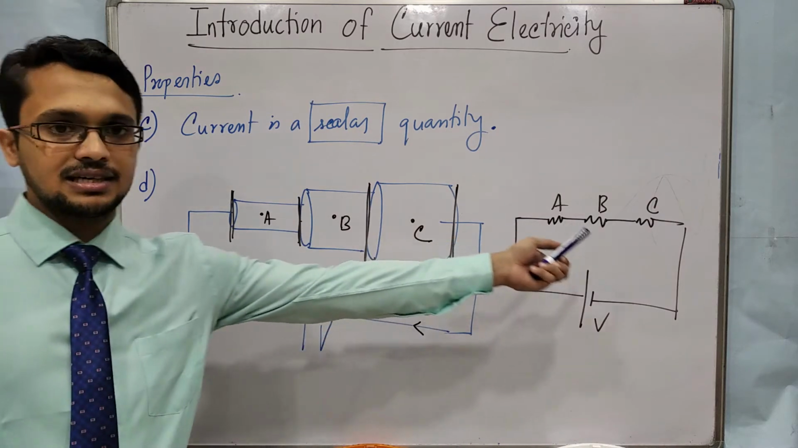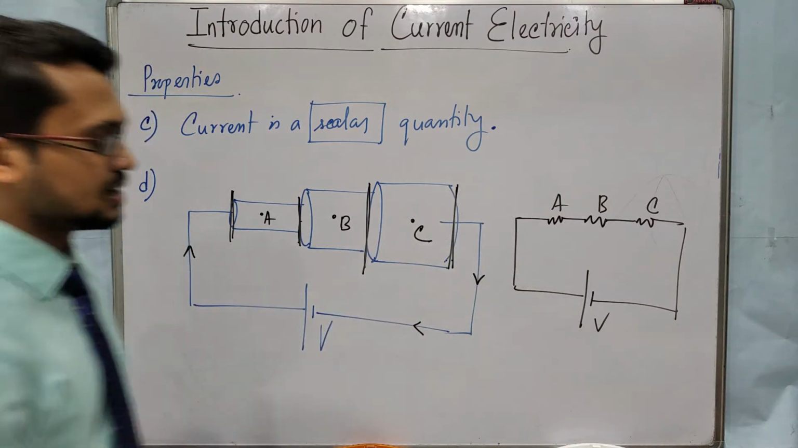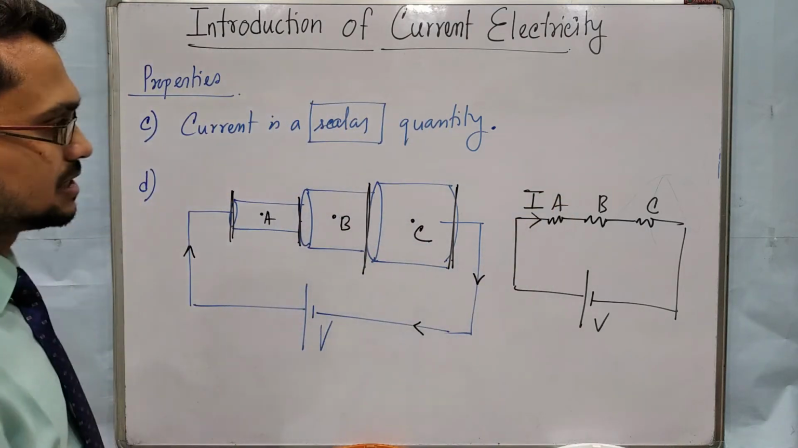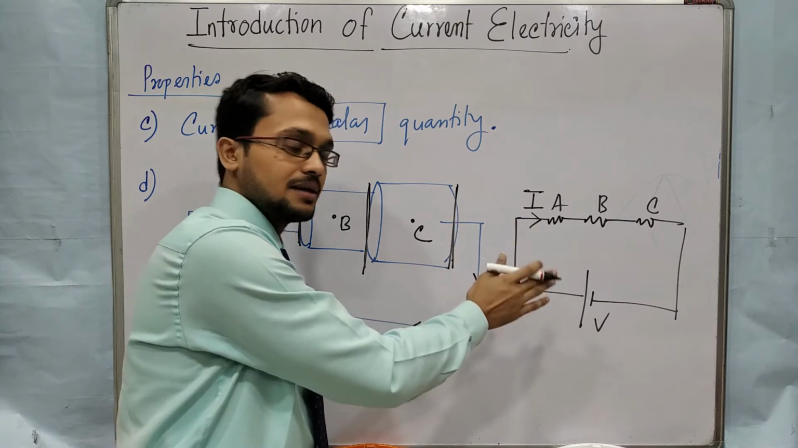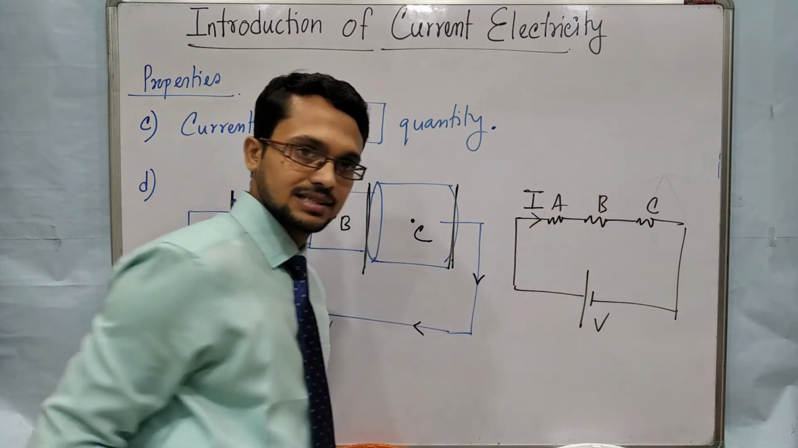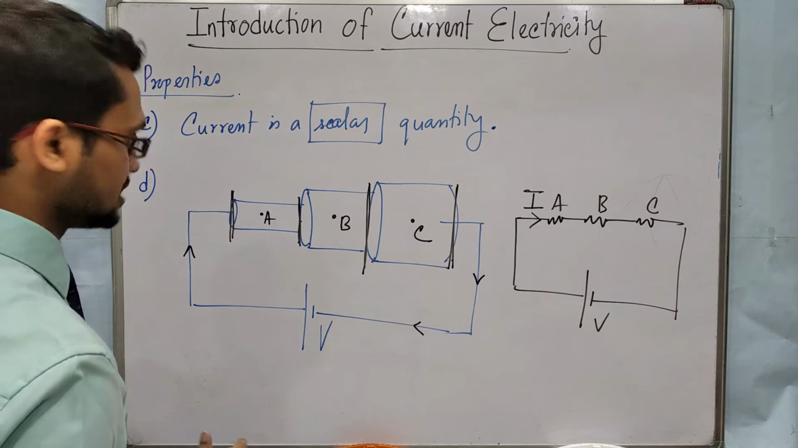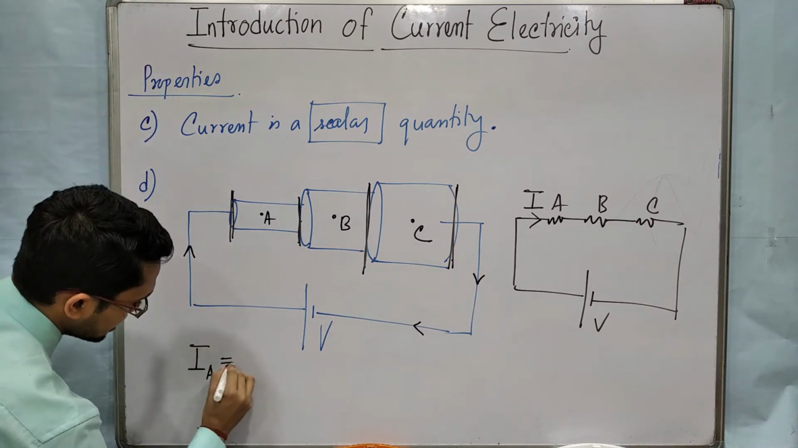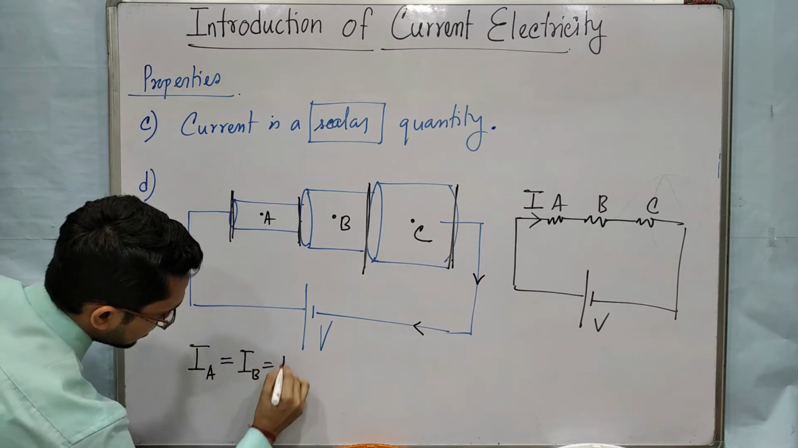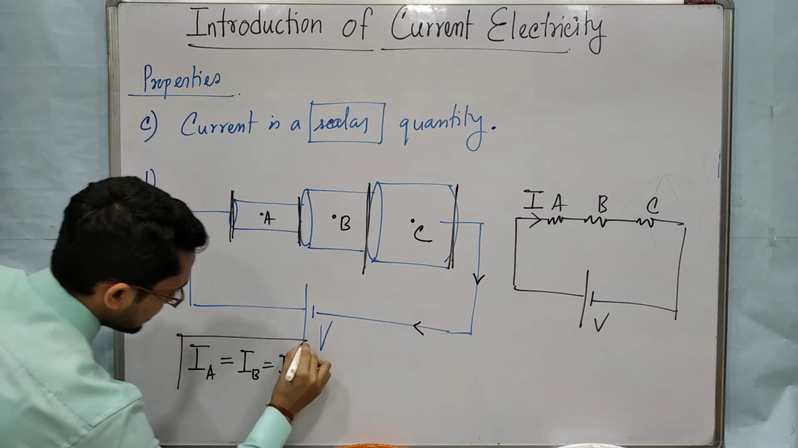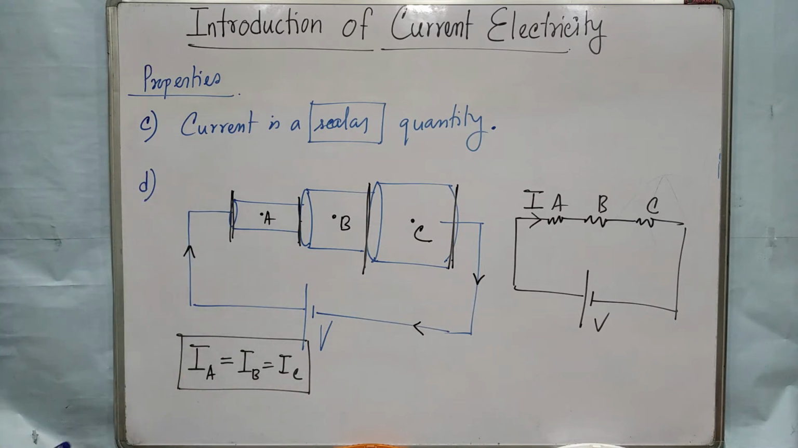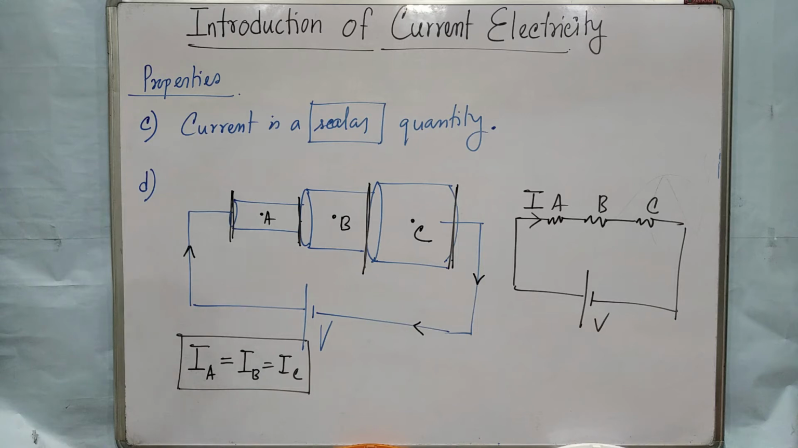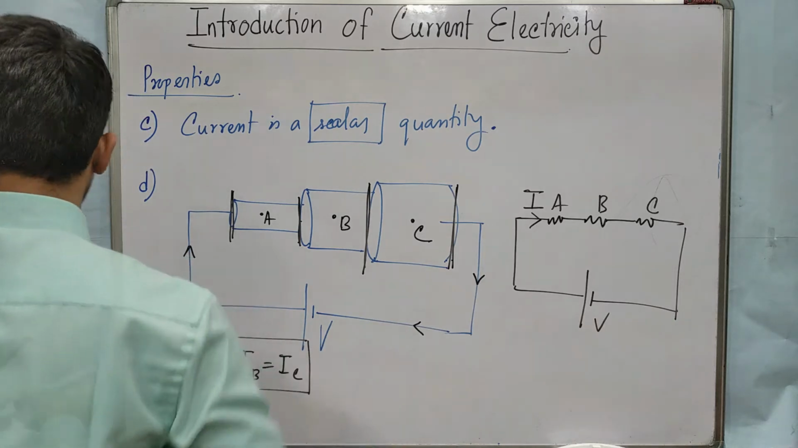So these three resistors are connected in series. Series means what? Current will be the same, right? Series means current will be the same through each resistance. You all know this point, I hope. So IA equals IB equals IC. So current will remain the same. Understand? So I am erasing this point.